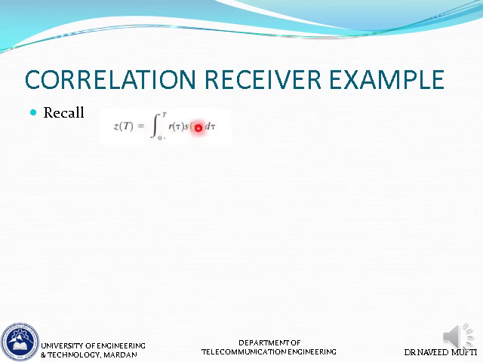So this integral here represents that correlation. We will have multiple results, one for every correlator. Recall that we have m correlators, and the receiver then obtains m values, and then it picks the correlator with the highest value, and it gives out the decision based on that.